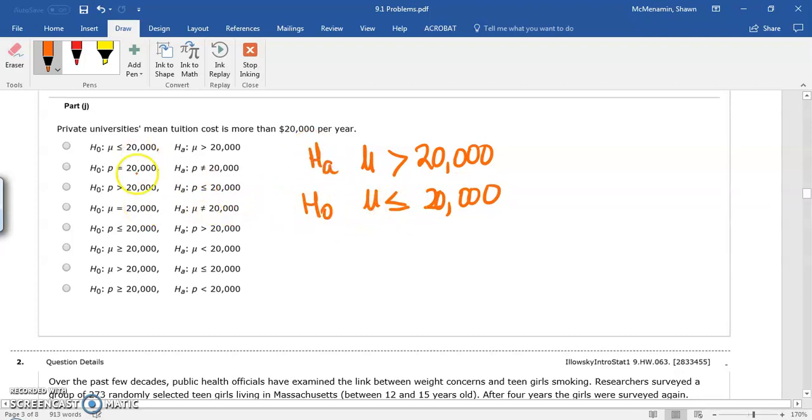So you're looking for the null. Null is less than or equal to, let's see, it would be this one. Null is less than or equal to 20,000. Alternative is more than 20,000. So more than means greater than.